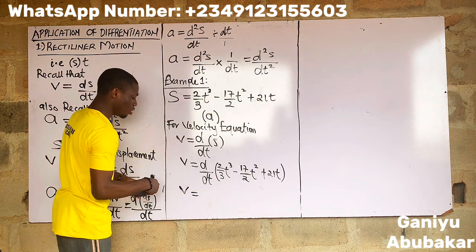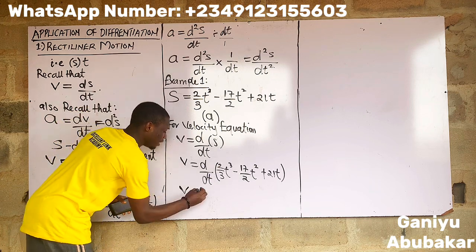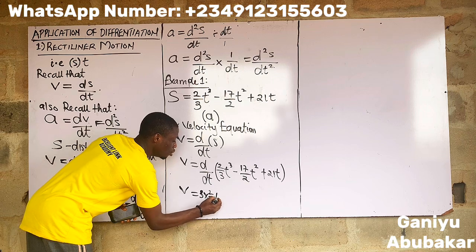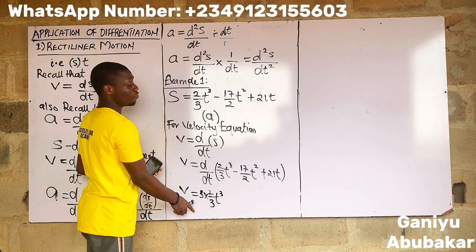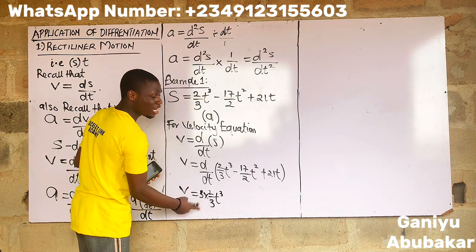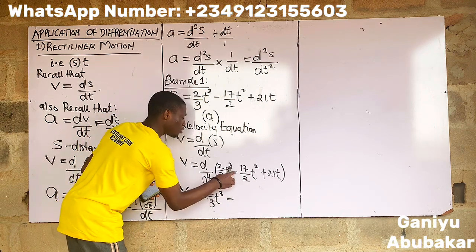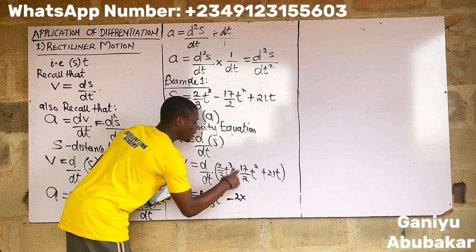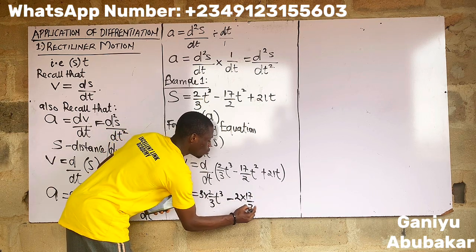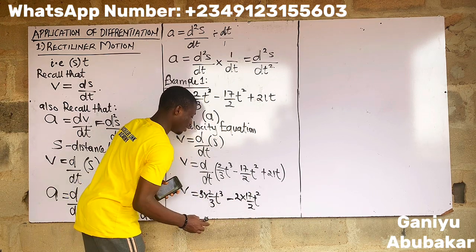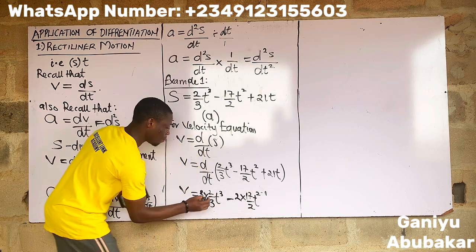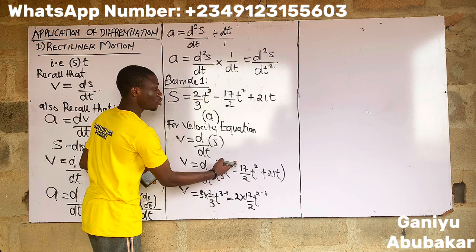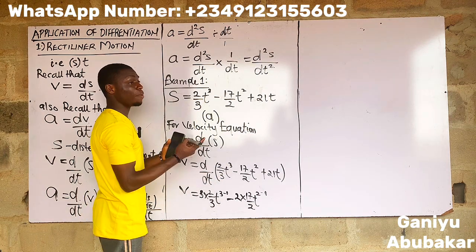So let's break down this one. We said multiply the power. The power here is 3 times everything here, which is 2 over 3 t cubed. This becomes your general method of differentiation. Minus, we said the power comes first, multiplied by everything here, which is 17 over 2 t squared. So minus 1 for the power. We said write out the power and subtract 1 for the power. That becomes your general method idea.